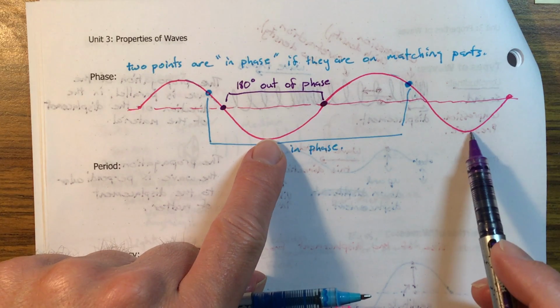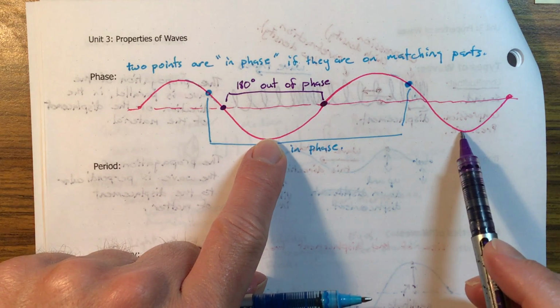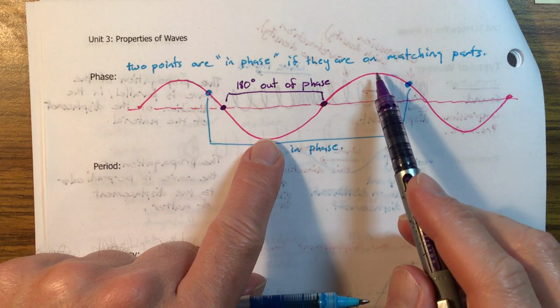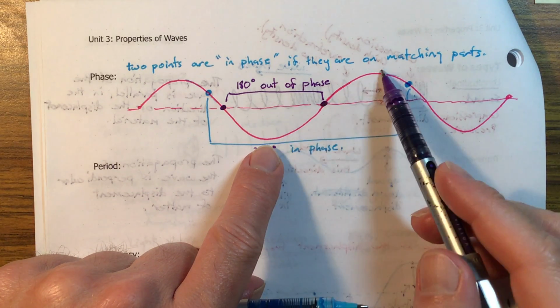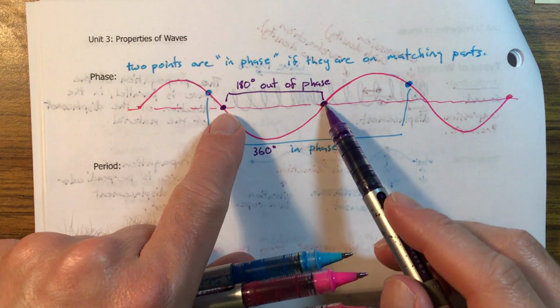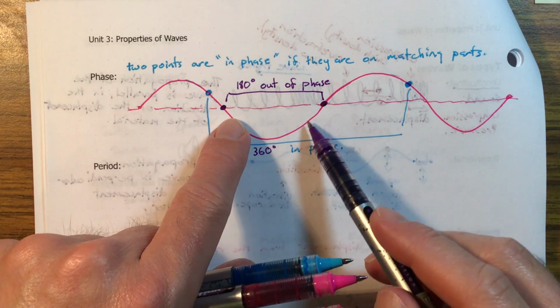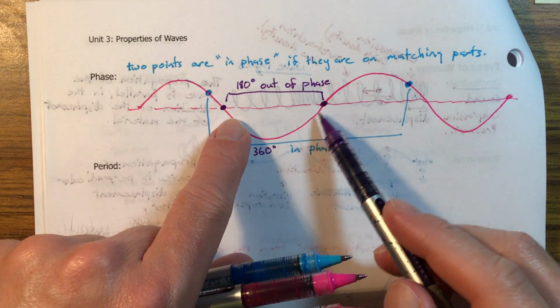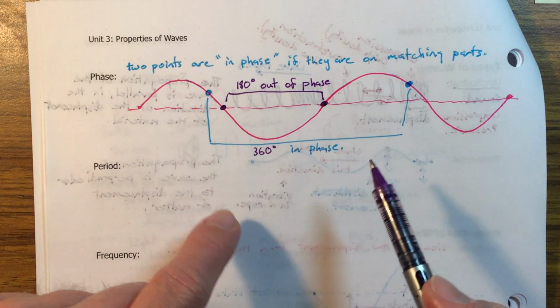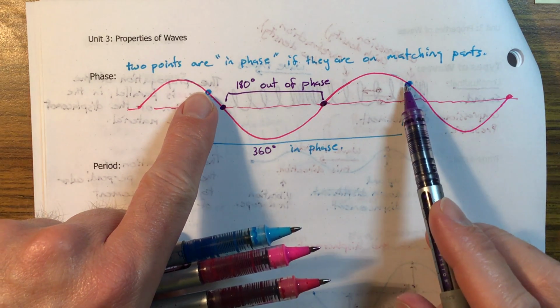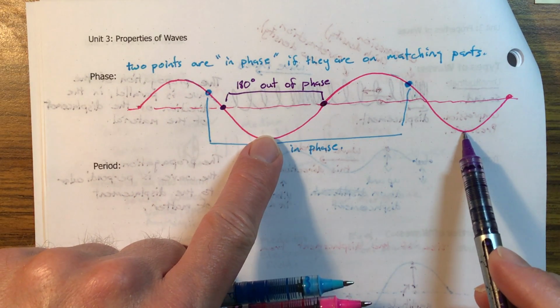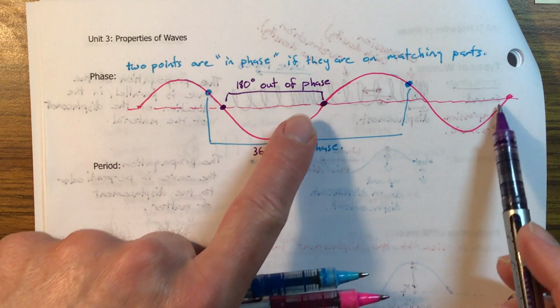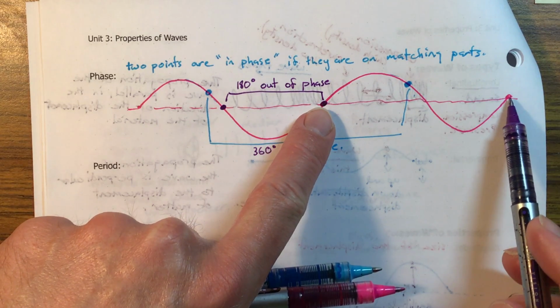So you look at these 2 points right here. These are 360 degrees in phase. This point and this point up here are 180 degrees out of phase. They're at opposite points. Right? They're both at the rest state, but this guy's at the rest state going down. This guy's on the rest state going up. So 180 degrees out of phase. These 2 points are 360 degrees in phase because they're on the matching part of the wave. These 2 points would be 360 degrees in phase. These 2 points right here would be 360 degrees in phase.